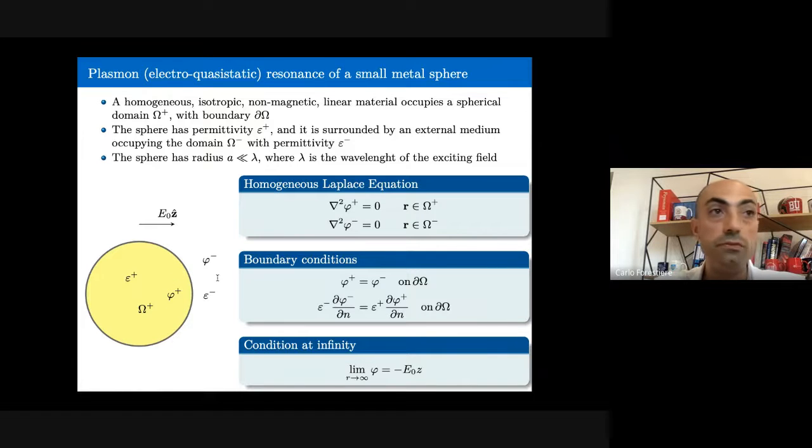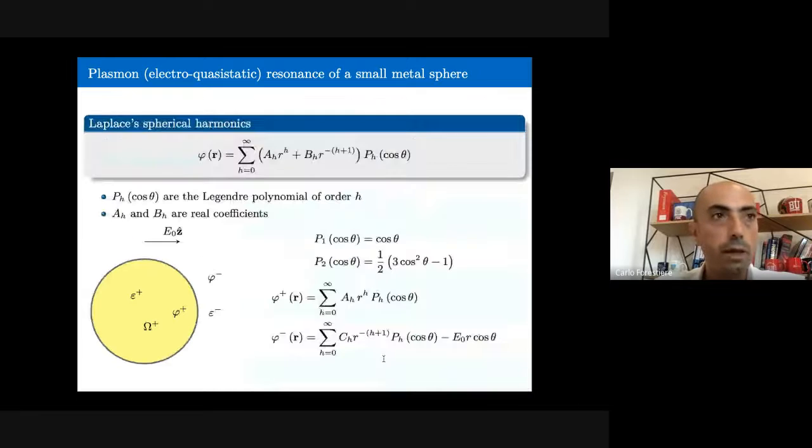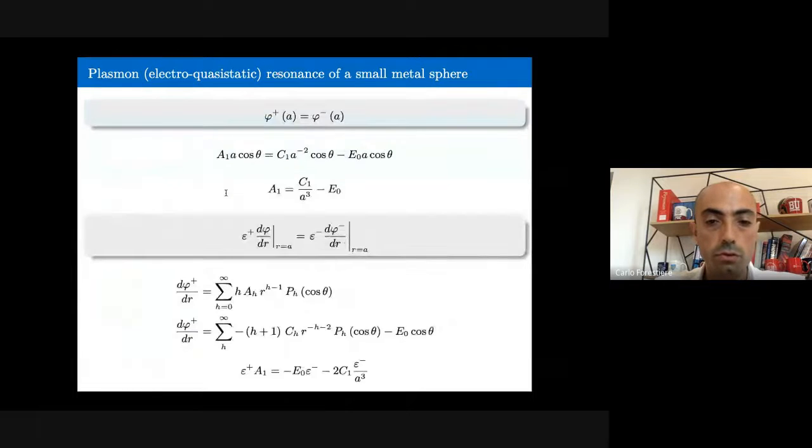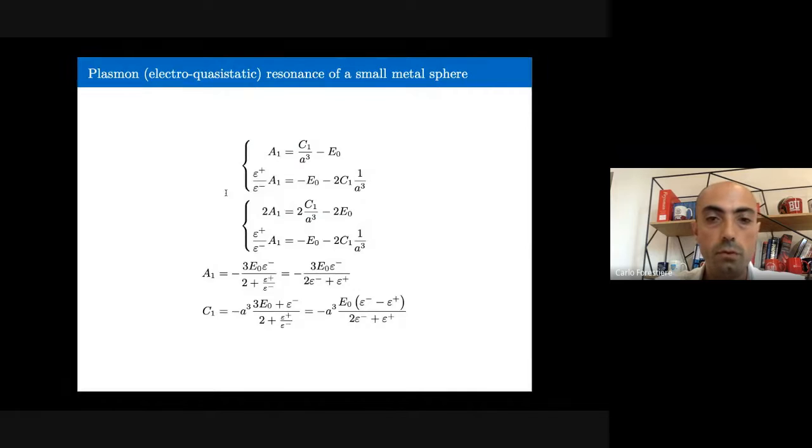We are assuming that the sphere is very small compared to the wavelength. At this point, we impose the Laplace equation inside and outside, and we impose the boundary conditions for the potential. In particular, we assume the continuity of the potential at the surface of the sphere, the jump of the normal derivative of the electric potential, and the condition at infinity. By assuming a solution in terms of scalar spherical harmonics and enforcing those conditions, we end up making the calculation. I have all the calculations here if you want to see them later.